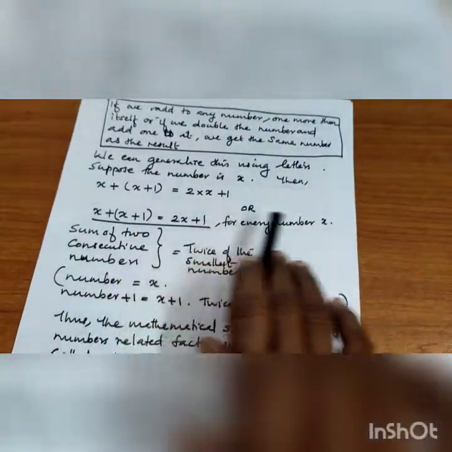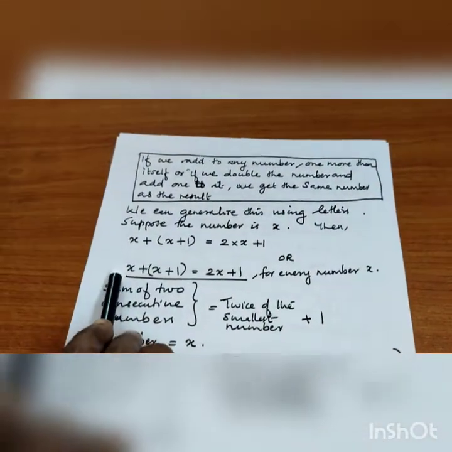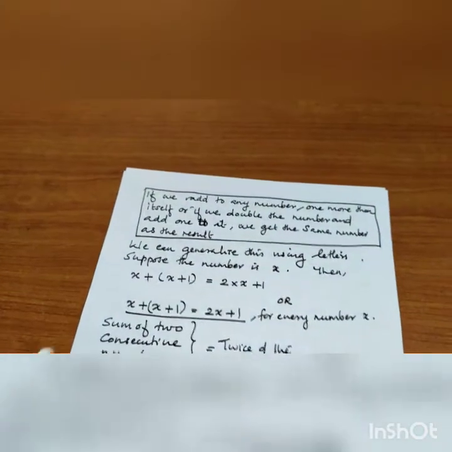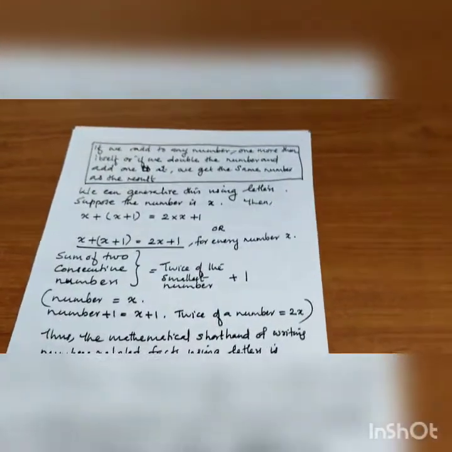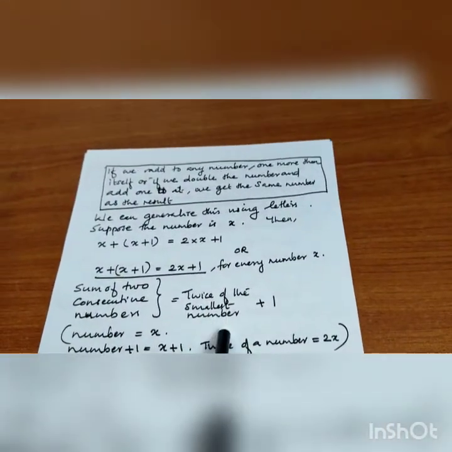If we take any number instead of x, then this principle is true. If we take 7, plus 1, 8. 7 plus 8, 15. 7 into 2, 14, plus 1, 15. Like that, sum of two consecutive numbers is equal to twice of the smallest number plus 1.